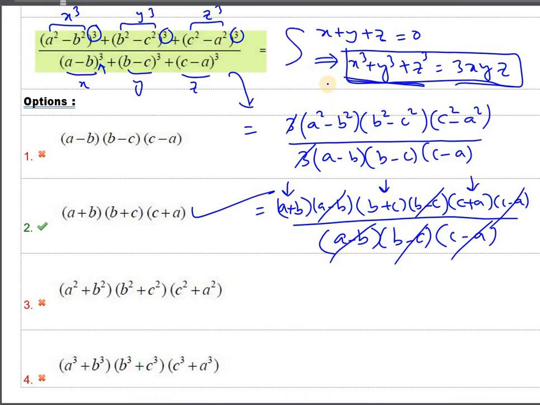So this formula is very important here. If you remember it, then for any type of question, even if numbers are given, you should be able to do it. Now we move to the next question.